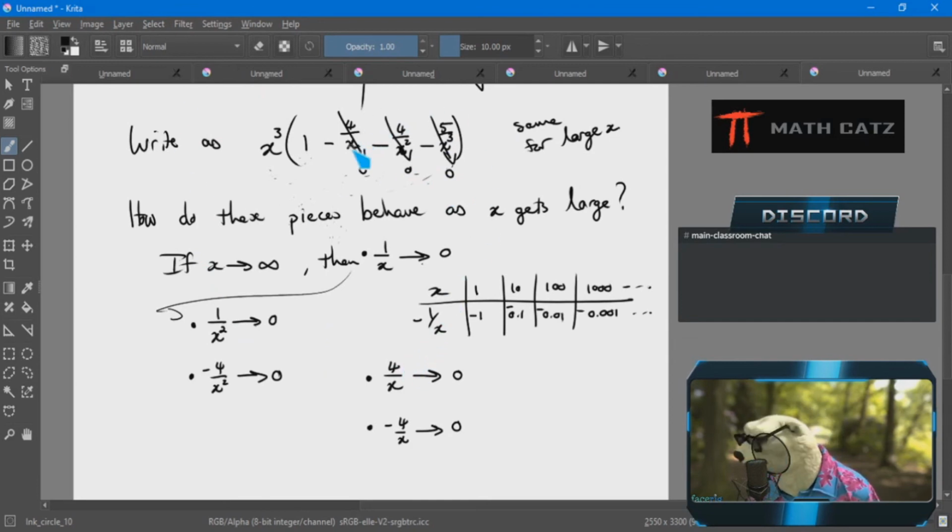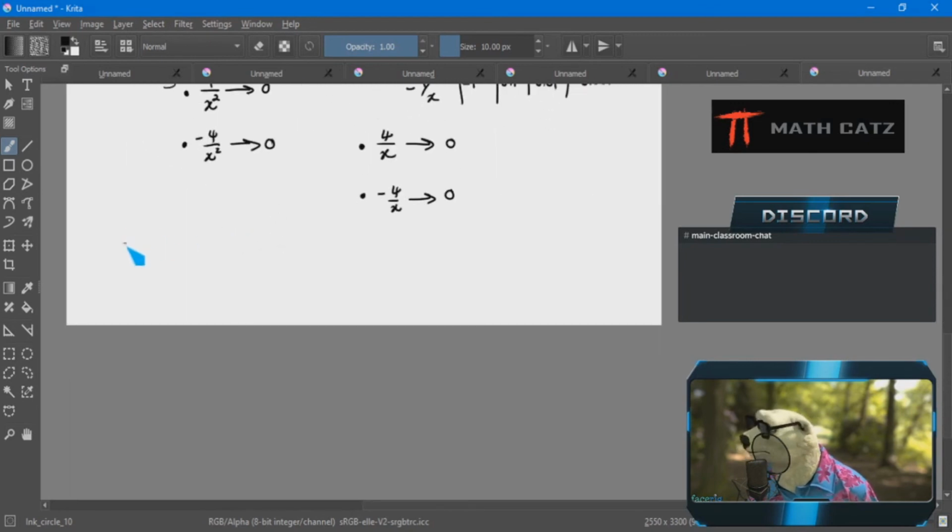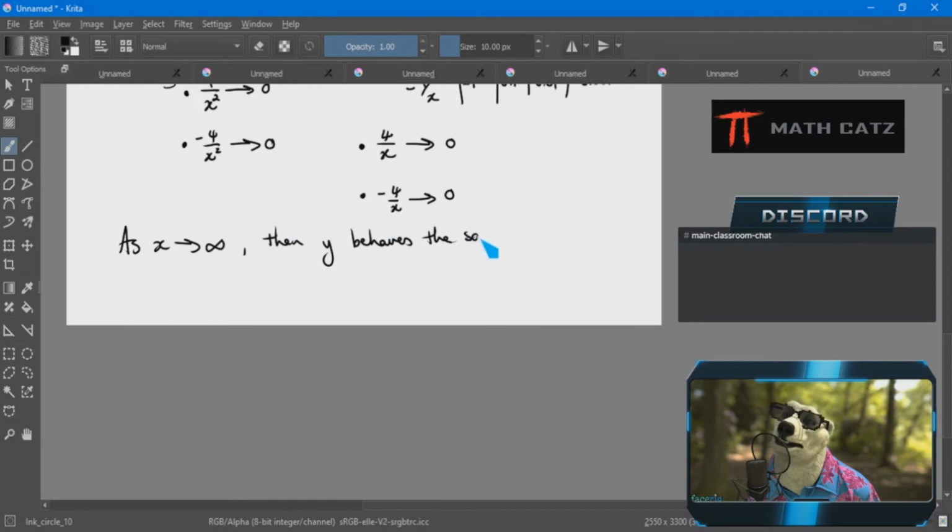Okay. So what's really left here is an x cubed, and inside the bracket, essentially, is left 1. Because what I'm subtracting is so incredibly small, they have no significant impact on the size of this number anymore, on this y value. So let's write that out. We say that as x approaches infinity, meaning x grows bigger and bigger in size, then y behaves the same as x cubed times 1, because those are the only things that are left.